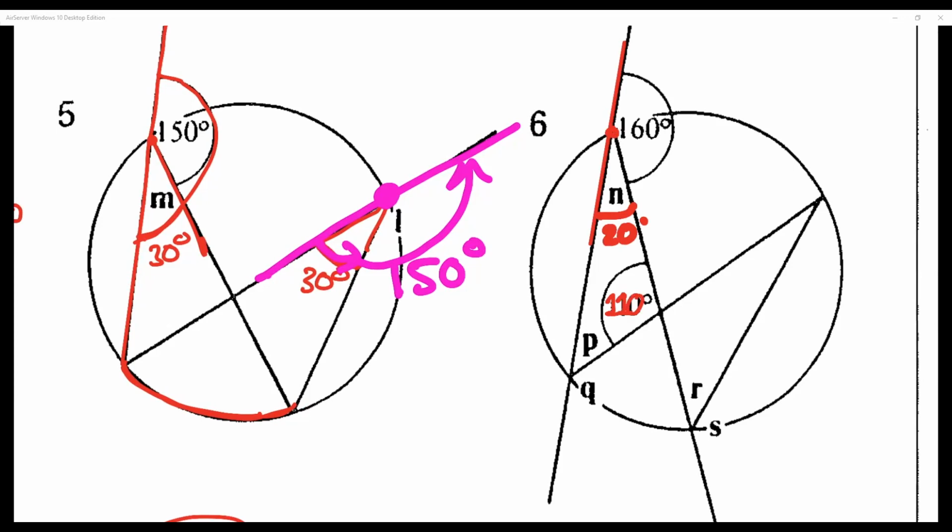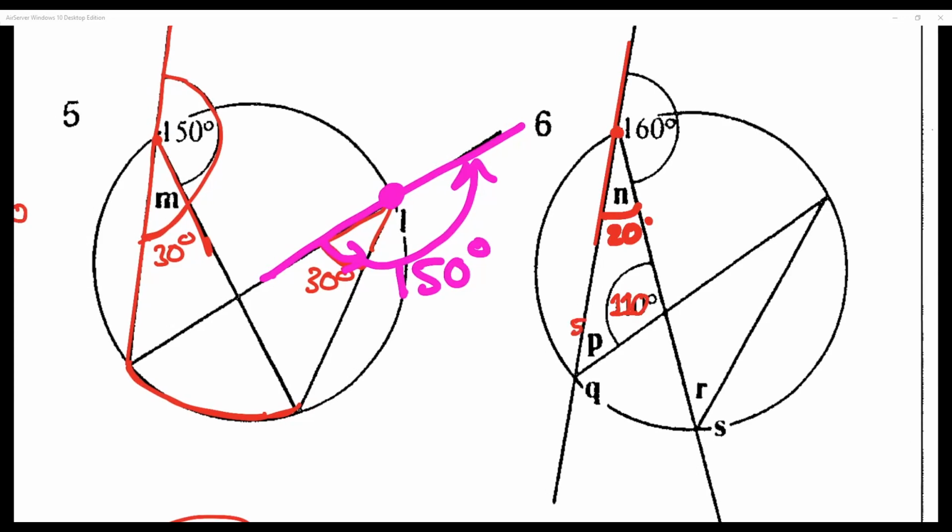So what's P going to be? 50. If P is 50, what's Q going to be? 130. If P is 50, what's R going to be? 50. Because angles on the same arc are equal. R is 50. What's S going to be? 130. Fantastic. I call this ping pong. You just bounce across the question. I know this about that. I know that about this side. You're just bouncing through the question, working them all out.